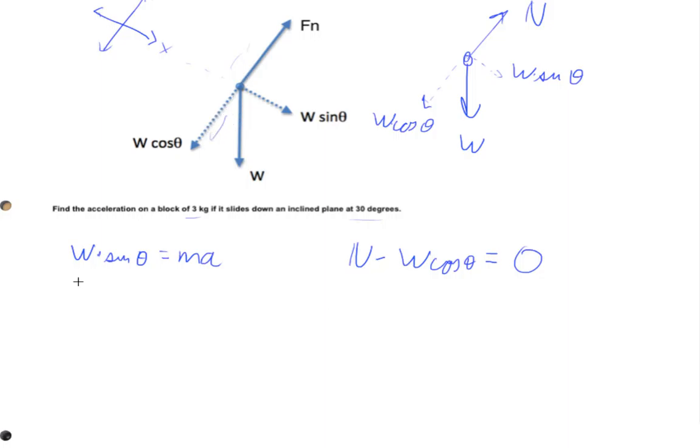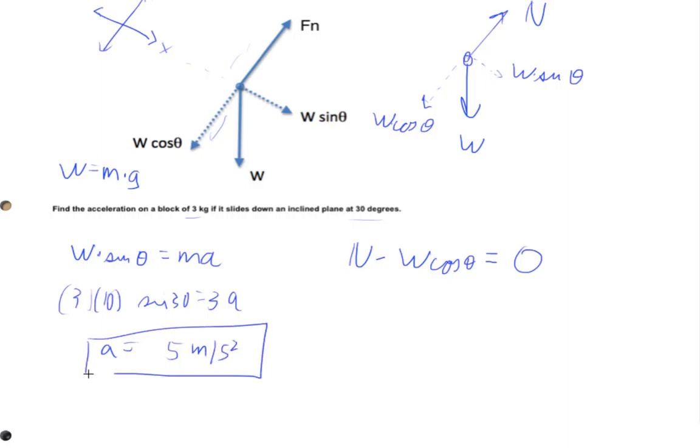So let's actually put in our numbers and solve. If you remember, weight is the mass times the gravitational strength, which is 10 meters per second squared, or 9.8, depending on whether you're doing a lab or worksheets like this. So we're going to have 3 times 10 times the sine of 30 equals 3 times a. When we simplify for a, we end up getting 5 meters per second squared.